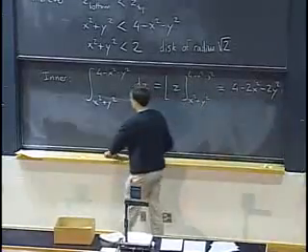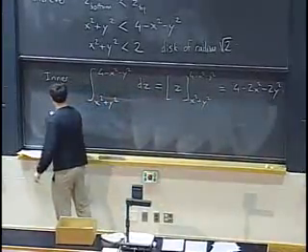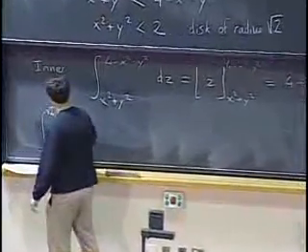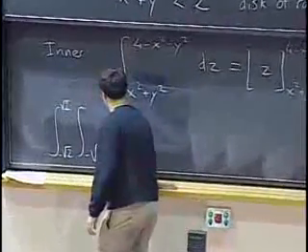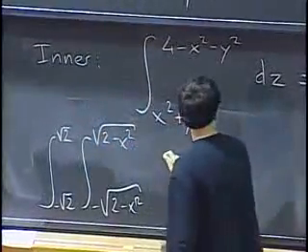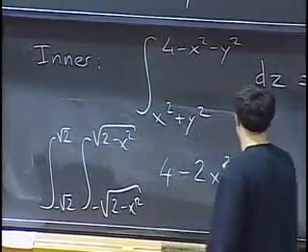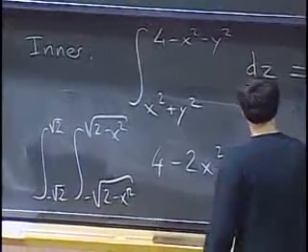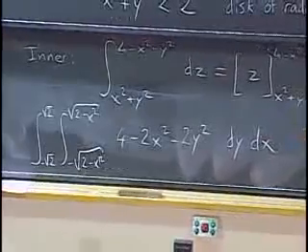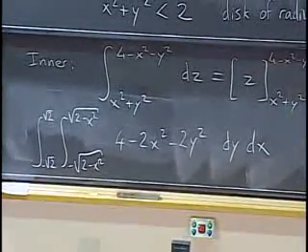Now, when you put that into the remaining ones, you'll get something that's probably not very pleasant: the integral of 4 minus 2x squared minus 2y squared dy dx. And here you see that to evaluate this, you'd switch to polar coordinates.